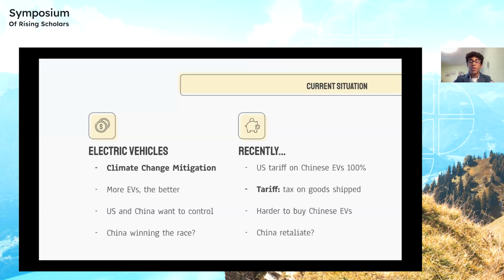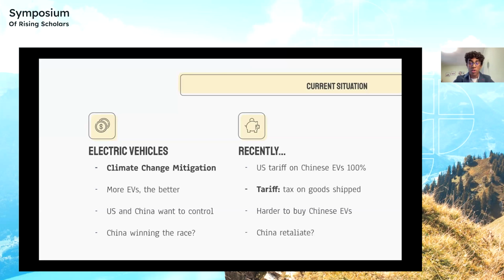As a result, the United States has decided to tariff Chinese electric vehicles by up to 100%. A tariff is basically a tax on goods shipped. Because of this huge amount of tax on Chinese goods, it's become a lot harder to buy Chinese electric vehicles. It's creating a really dicey situation in the electric vehicle market where we could have a really closed off market and a lot higher prices.